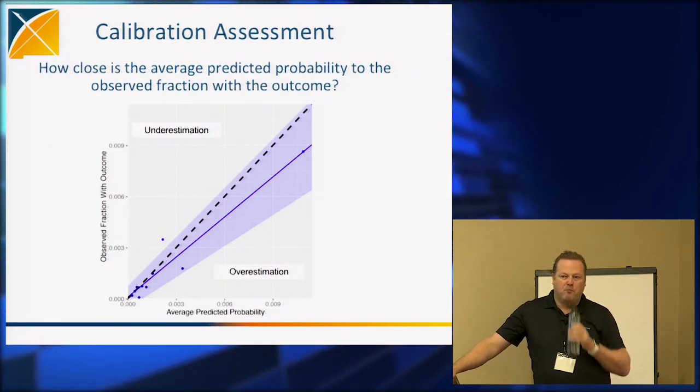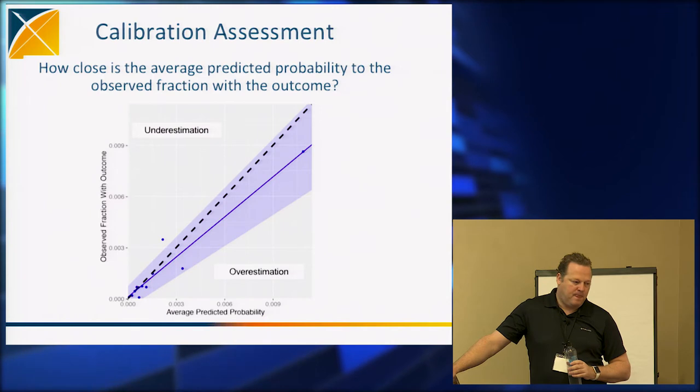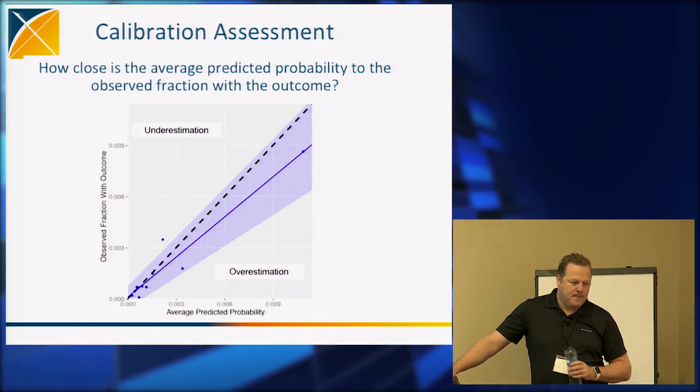But I would argue if you've got perfect discrimination, calibration is irrelevant anyway, because you can pick everyone. So you know these people are going to get it, these people aren't going to get it. So if you have perfect discrimination, then calibration doesn't matter.